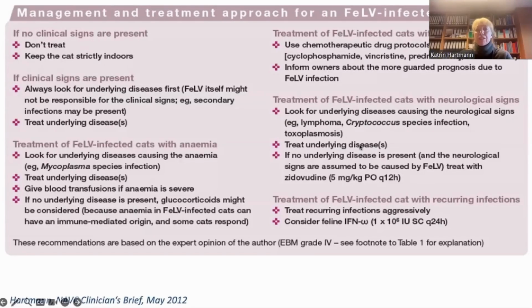If there are neurologic signs, again, I look for underlying diseases such as tumor, other infections. If there are any, I treat these. If there are no underlying diseases, then I can consider treating with antiviral drugs. And then if there are cats with recurring infections, then I treat these recurring infections aggressively. And these are the situations in which I consider feline interferon omega.